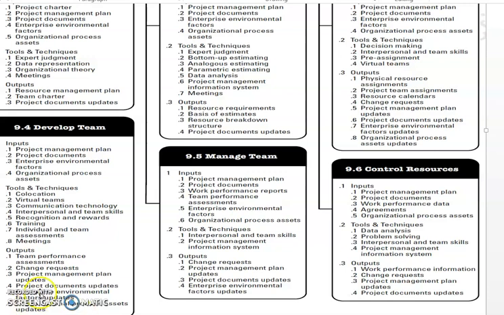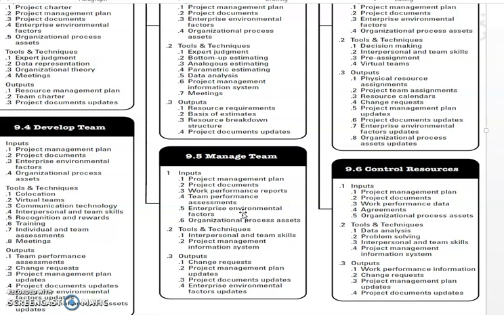Outputs: change request, if any change comes, a change request has to be placed. Project management plan updates, project documents updates, enterprise environmental factor updates, organizational process assets updates. These are the activities in the develop team process. Next is manage team. Project management plan is the first input.